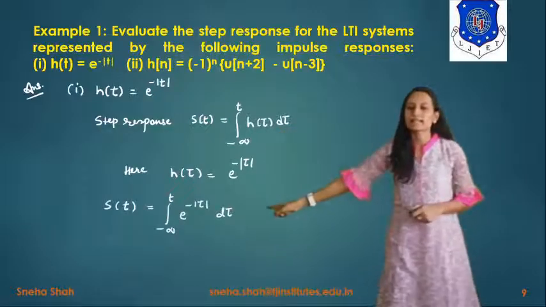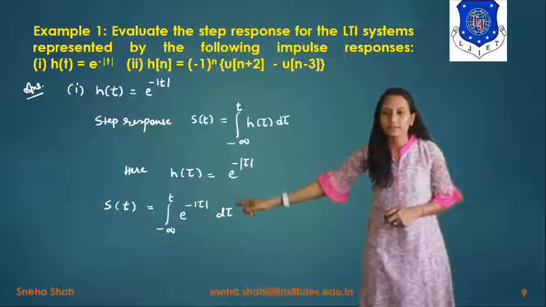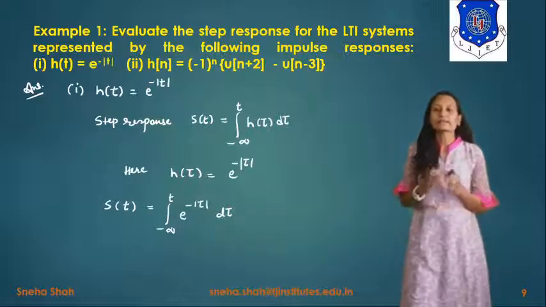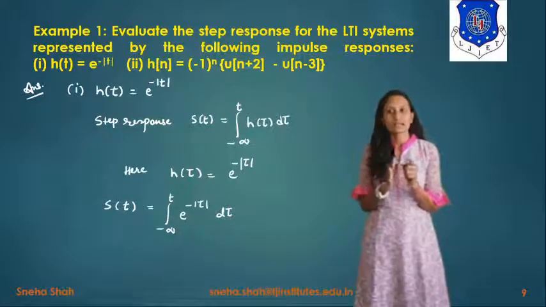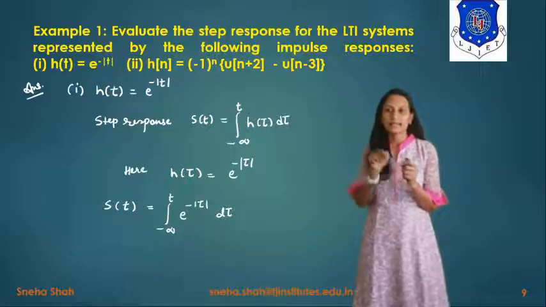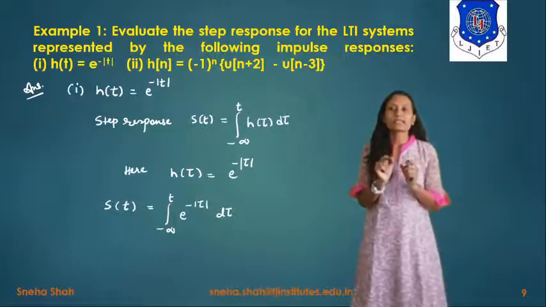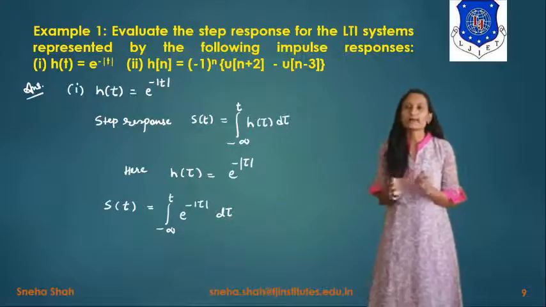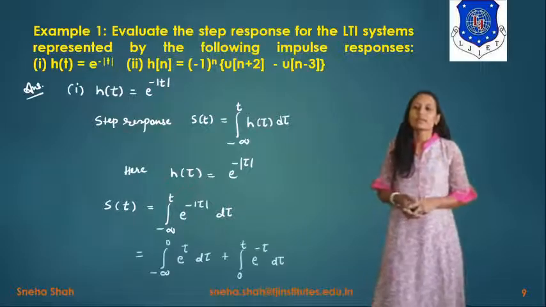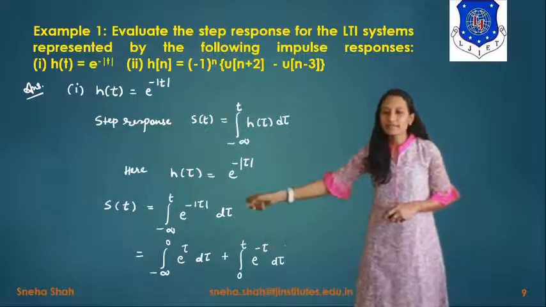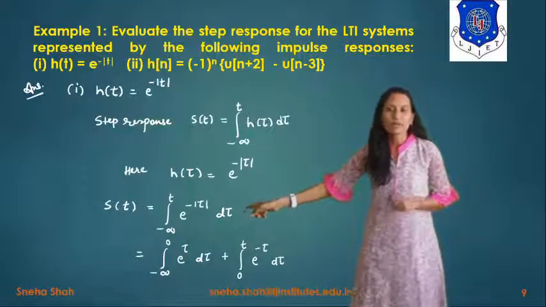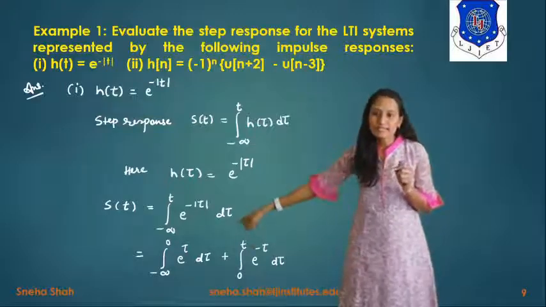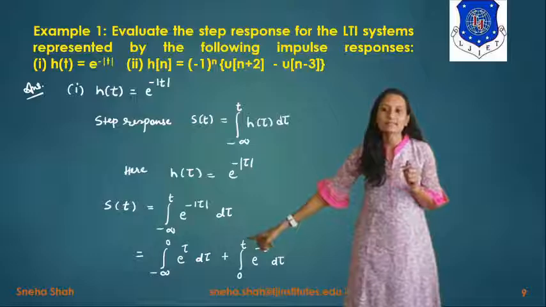So the step response s(t) equals the integral from minus infinity to t of e raised to minus mod of tau d tau. Now, as you know, the value of mod of tau will be minus tau for the negative range, from minus infinity to 0, and for the positive range its value will be tau. So we will divide the whole range into a negative range plus a positive range. Minus infinity to 0 is the negative range, where mod tau equals minus tau. So minus minus becomes plus tau, and the term becomes e raised to tau d tau.